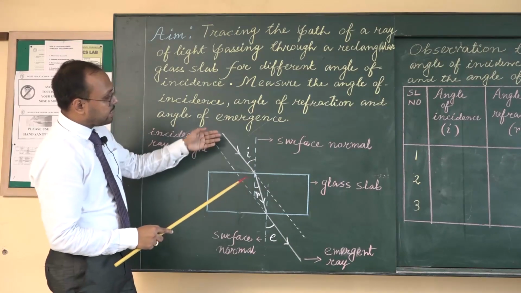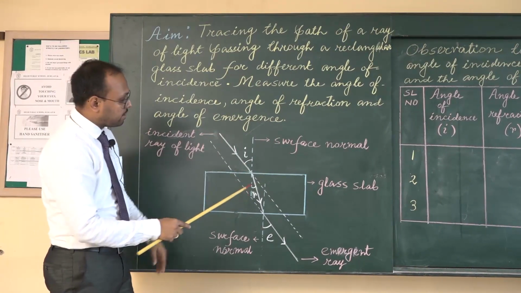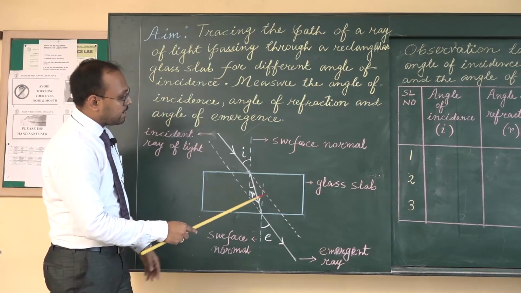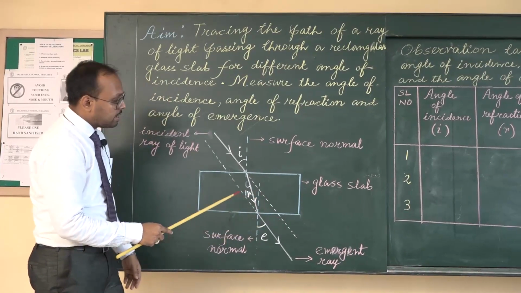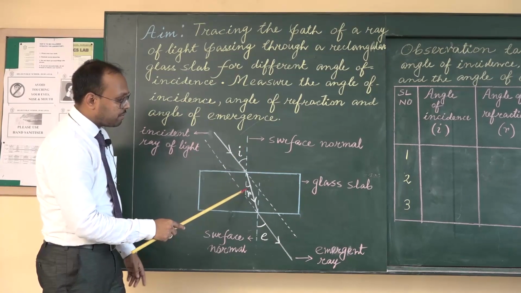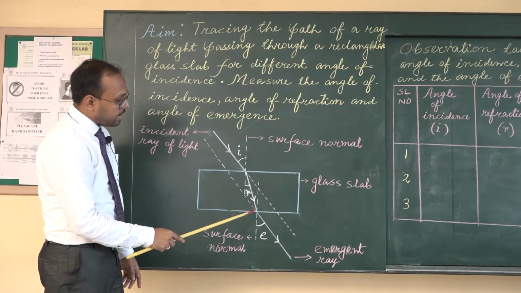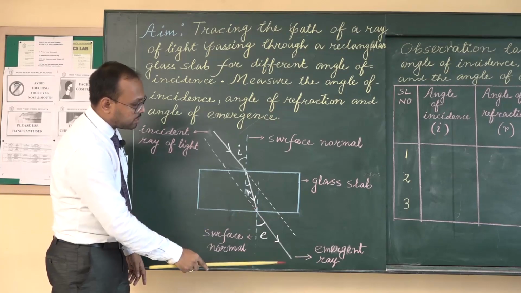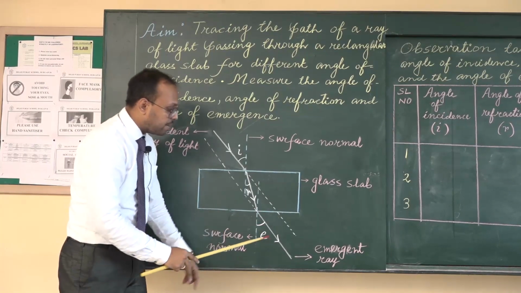Now, when the light ray is entering from a rarer medium to a denser medium, or refraction is happening at the point of incidence, the ray of light is bending towards the normal. This particular angle which we are getting between the refracted ray and the normal is called the angle of refraction. Now, this ray falling on the second surface is coming outside, and this ray which is coming outside is called the emergent ray.